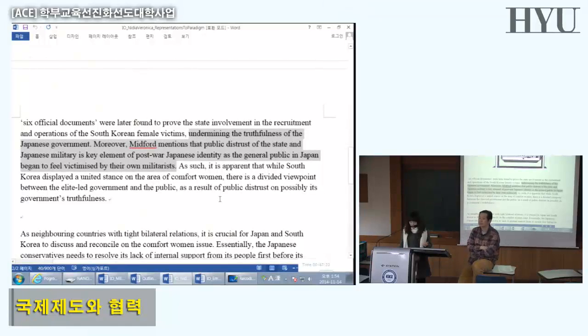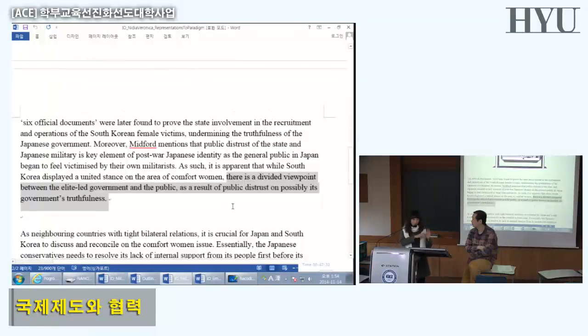And also, because there is such a divided viewpoint between the government and the public, it is important for them to settle the problem internally first, then try to convince the South Koreans about the comfort women issue. Sure. So you're saying we need to first find the consensus among the Japanese, and then have dialogue with the Koreans. Right. So she's saying don't bother the Japanese, they need to find their own consensus. Are you saying that?